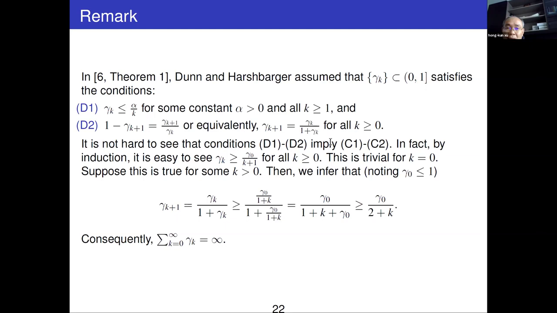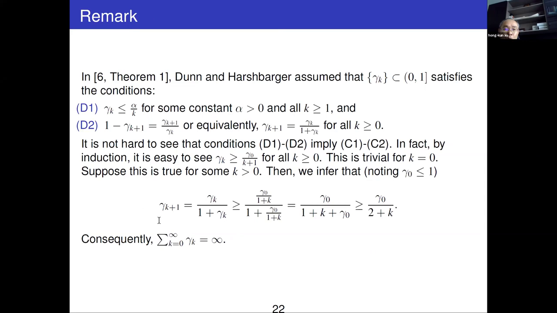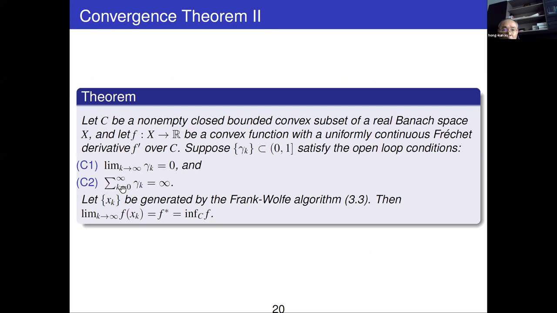Now of course I can prove that D1 and D2 imply the open loop conditions C1 and C2. Gamma k goes to zero, and the series of gamma k is divergent, because I can prove that gamma k plus one is bigger than or equal to gamma zero over two plus k. So the series is divergent. So these two open loop conditions are more general than the conditions D1 and D2.